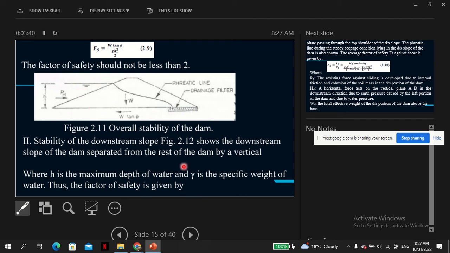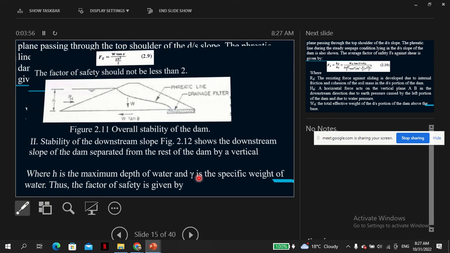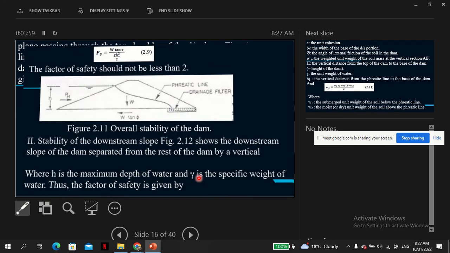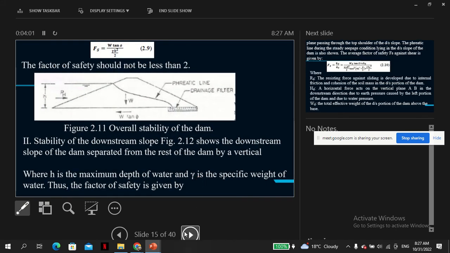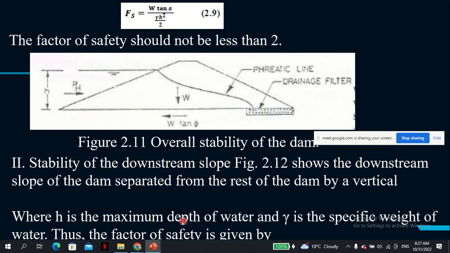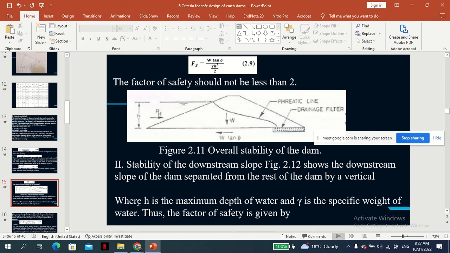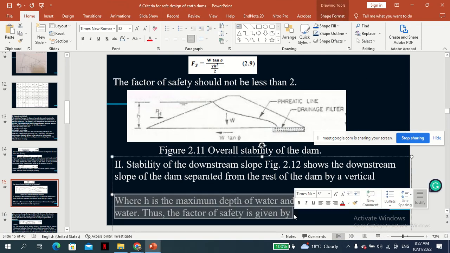Number 2, stability of downstream slope. Figure 2.12 shows the downstream slope of the dam separated from the rest of the dam by a vertical plane, where h is the maximum depth. Something is not right here. I think this is repeated.